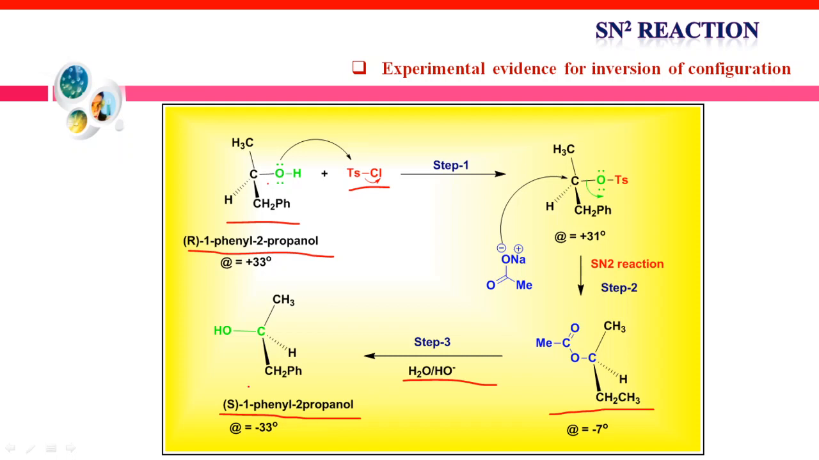In this three-step reaction sequence, in the first step, there is no bond breaking at the asymmetric carbon. No bond attached to the asymmetric carbon is broken. The bond break is between oxygen and hydrogen to make the tosylate. In this reaction, the configuration of this chiral carbon is retained. There is no change in configuration because the bond attached to the asymmetric carbon atom does not break.